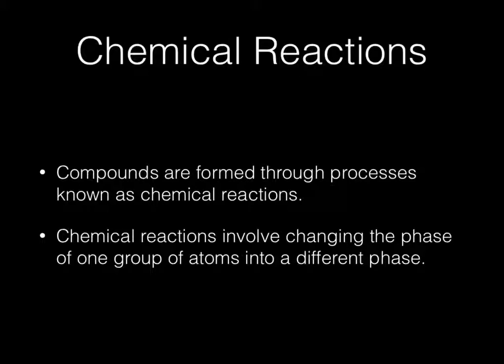When compounds form, that's called a chemical reaction. Reactions are basically the process of changing either an element or a group of elements and changing the way they're arranged. You don't just create elements out of nowhere. You don't create atoms out of nowhere. You can't destroy atoms. You just rearrange them. This is called a chemical reaction. Chemical reactions involve changing the phase of at least one group of atoms. Remember, the phase is the unique chemical existence of a compound or an element.